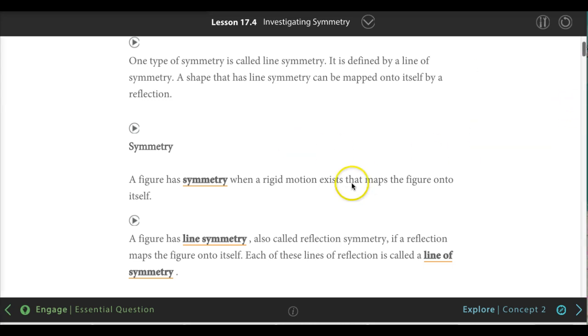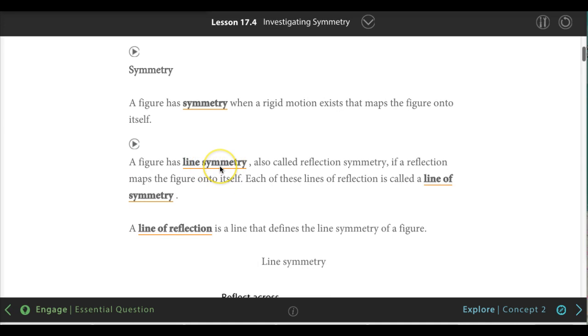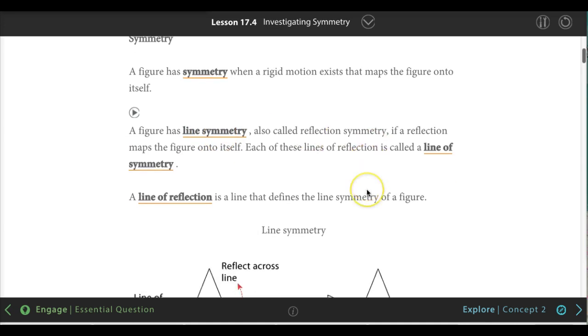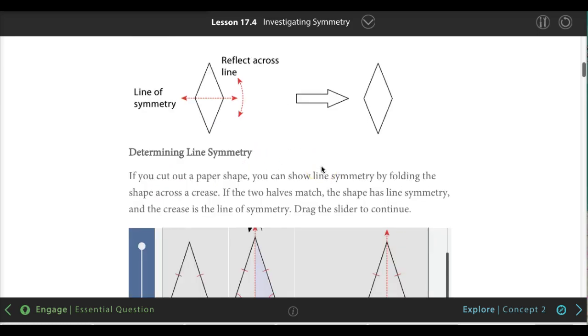And that's pretty much what it says over here when it maps the figure onto itself. I was just talking about the heart, the line of symmetry. I told you what that is. Also, we call it the line of reflection. And so they give you an example. You have a shape here, you fold it this way, and it goes on top of each other. So this one has a line of symmetry, right?